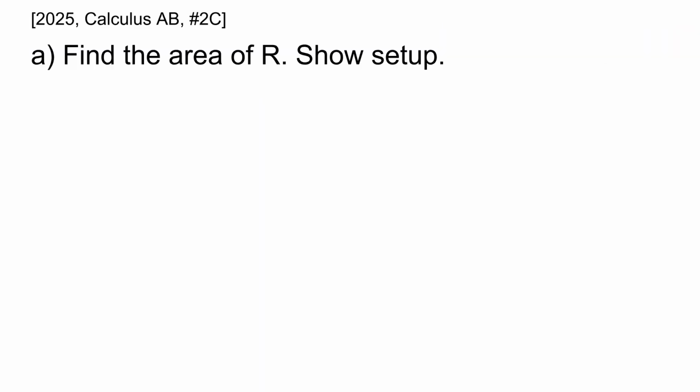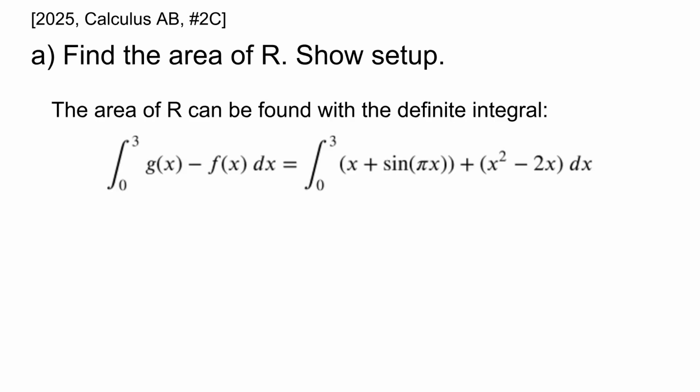In part A of this question, we are asked to find the area of the region R and to show the setup that leads to our answer. The area of this region R can be found with the definite integral, the integral from 0 to 3 of g of x minus f of x dx, which is going to be the integral from 0 to 3 of x plus sine pi of x plus x squared minus 2x dx.